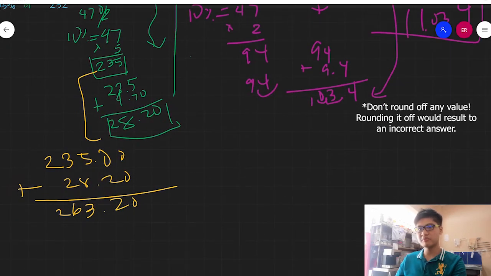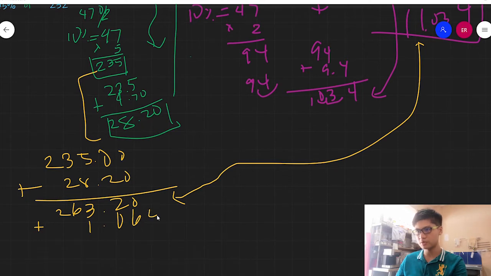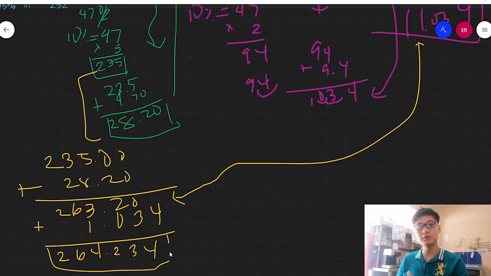Right. The very final step for this one is to combine both of our answers. So 263.20 plus 1.034, and that would be 264.234. And there you go. That's our answer for the 56.22% of 470.